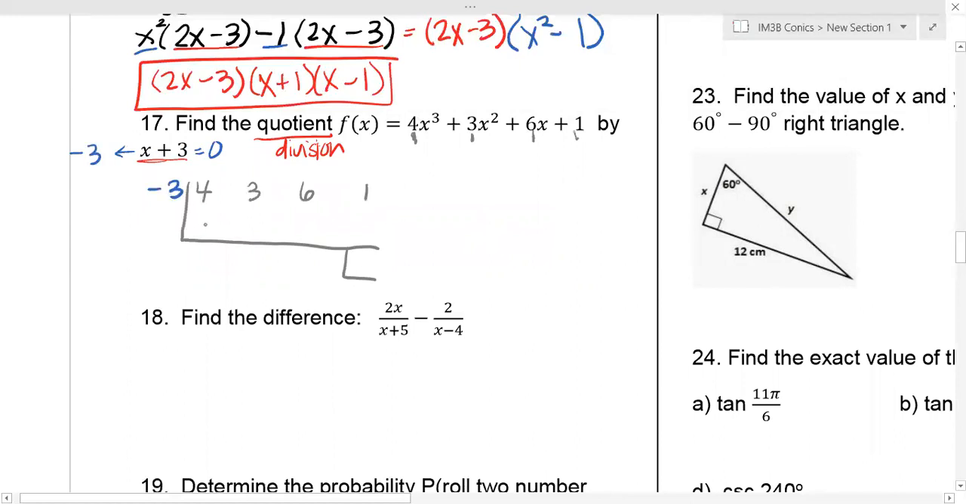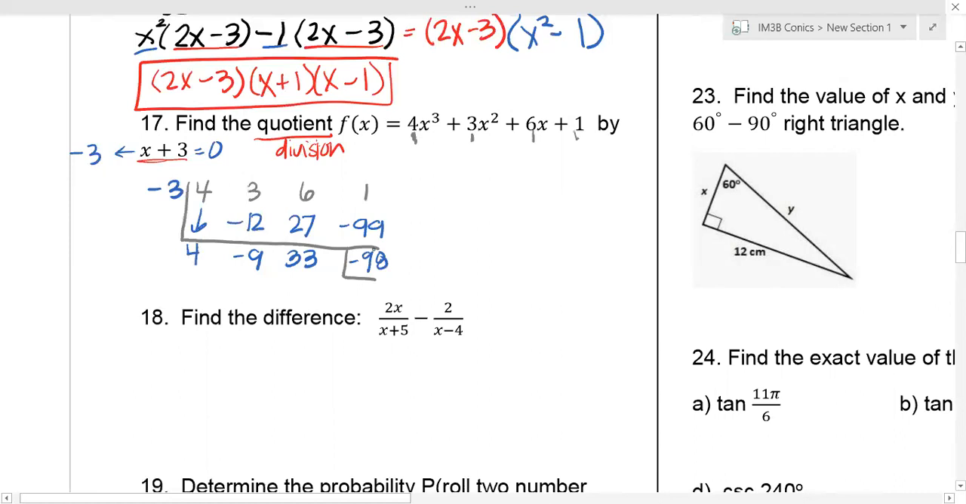Remember that the process for synthetic is I bring down the first number and then I multiply. So negative 3 times 4 is negative 12. I add that with 3. So negative 12 plus 3 gives me negative 9. And then negative 9 times negative 3 gives me positive 27. And then 27 plus 6 gives me 33. So this is getting kind of large. Negative 3 times positive 33 gives us negative 99. And so negative 99 plus 1 gives us negative 98.